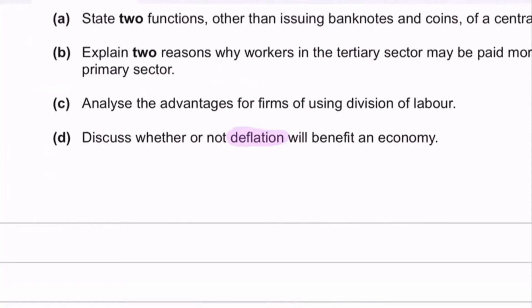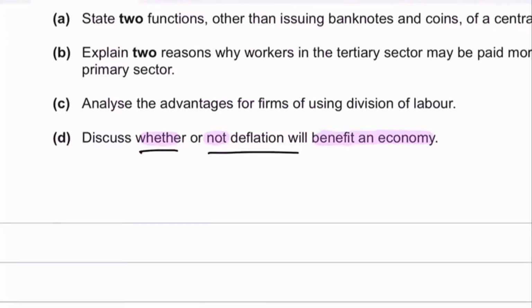So it's saying, first of all, discuss whether or not. So a discuss question basically involves evaluation. You need to critique the narratives, and you need to tell whether deflation benefits or does not benefit. So discuss whether or not deflation will benefit an economy. Basically, the question is asking you to evaluate or argue with the examiner whether it will benefit an economy or it will not benefit an economy.